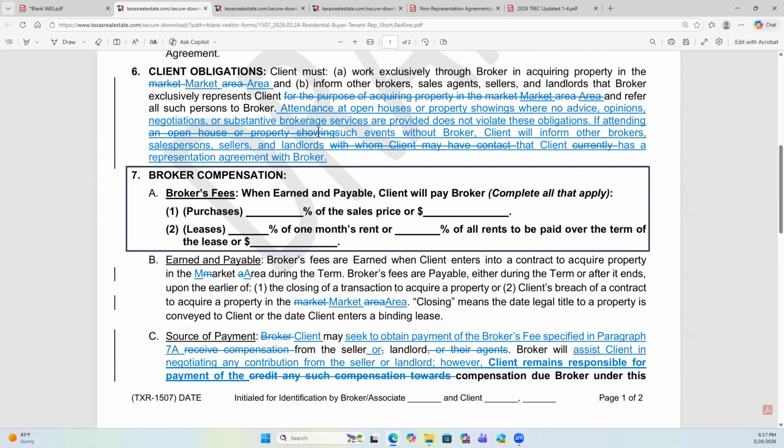So this goes into that IABS that we just talked about. Client obligations, meaning this is what the client is obligated to do. Okay. So the client must, A, work exclusively through broker in acquiring property in the market area. That is huge. So what we have sometimes is when buyers or clients will hire you as an agent, but also have another agent doing another search and another agent doing another search.